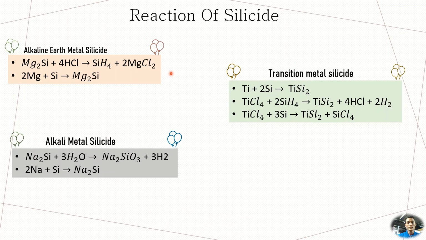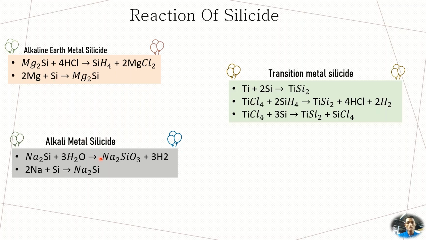Reaction of silicide. Magnesium silicide reacts with hydrochloric acid, we produce silane and 2 magnesium chloride. How to form magnesium silicide? When 2 Mg is heated with silicon, we form magnesium silicide.